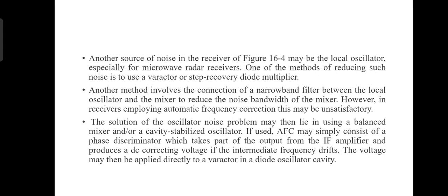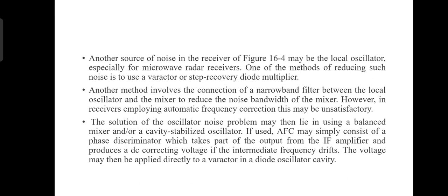Another source of noise in the receiver may be the local oscillator, especially for microwave radar receivers. One of the methods of reducing such noise is to use a varactor or step recovery diode multiplier. Another method involves the connection of a narrowband filter between the local oscillator and the mixer to reduce the noise bandwidth of the mixer. However, in receivers employing automatic frequency correction, this may be unsatisfactory.